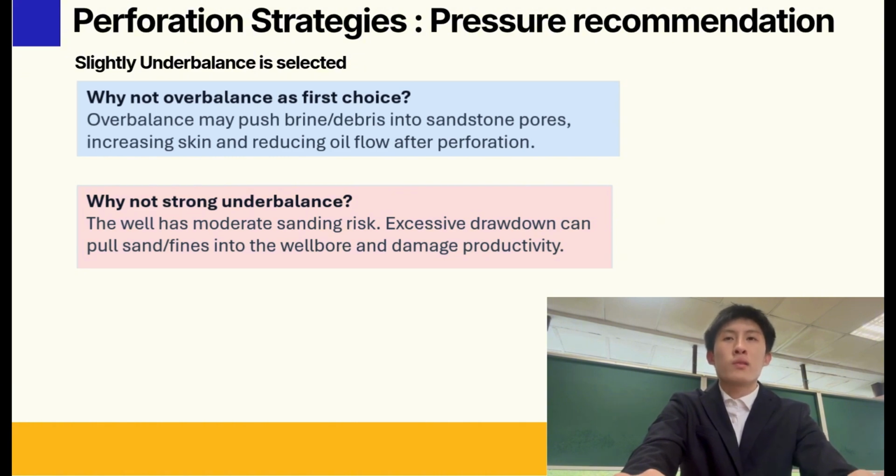But why we use slightly underbalance but not strong underbalance is because this well has a moderate sanding risk, and if there's an excessive drawdown, it can damage our productivity. So we will not use strong underbalance. So yeah, slightly underbalance is our choice.